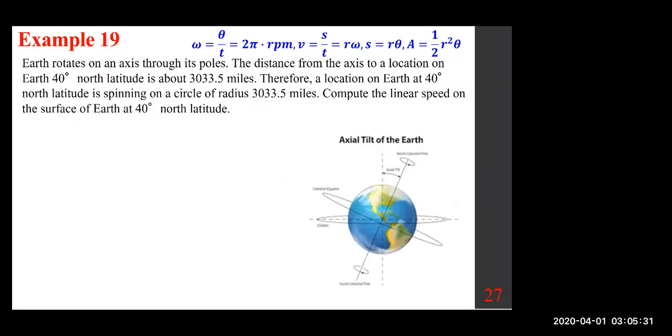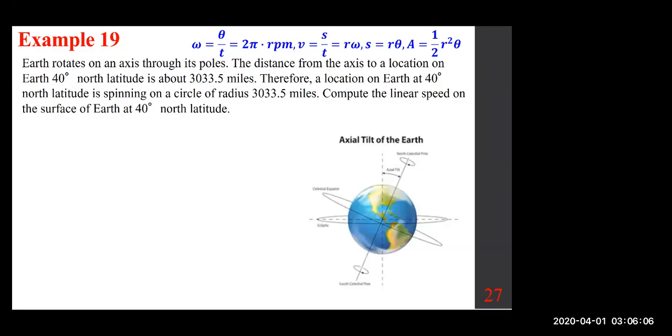All right, could somebody read this question for us? I'm hoping we get to finish at least this section. I'd appreciate it if somebody reads this fast for us, please. Earth rotates on an axis through its poles. The distance from the axis to a location on Earth 40 degrees north latitude is about 3,033.5 miles. Therefore, a location on Earth at 40 degrees north latitude is spinning on a circle of radius 3,033.5 miles. Compute the linear speed on the surface of Earth at 40 degrees north latitude.